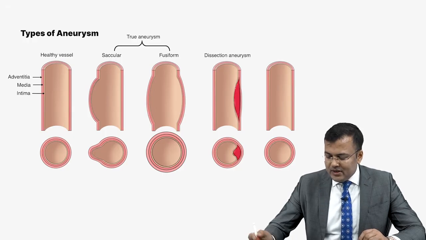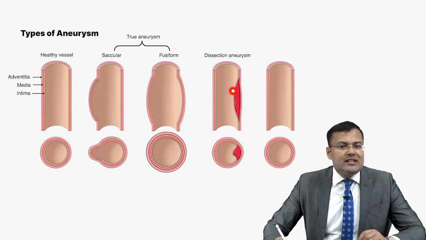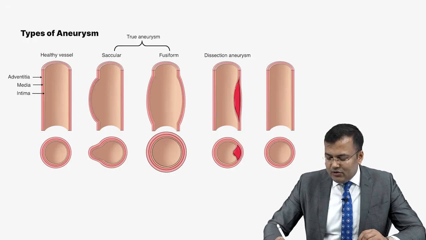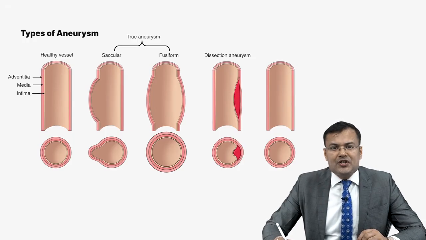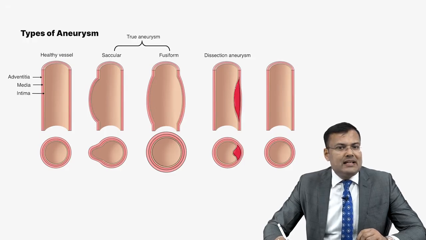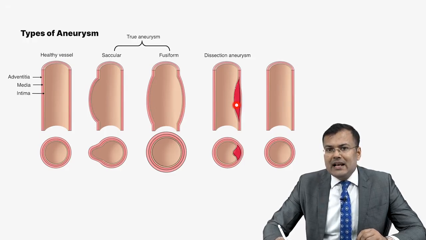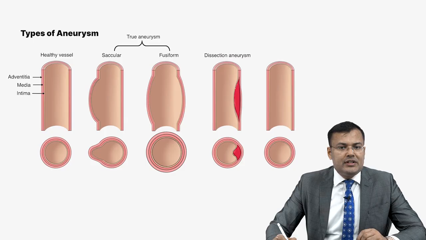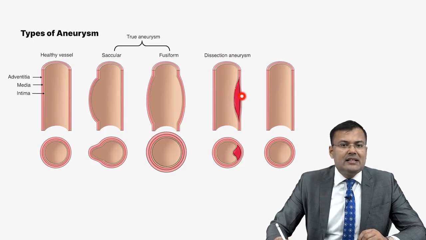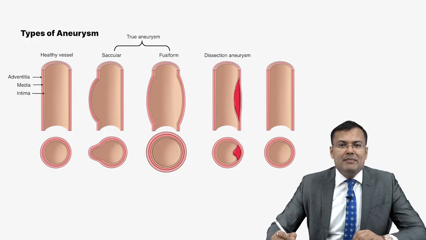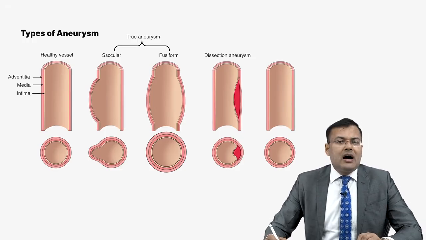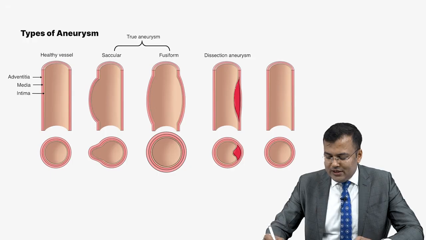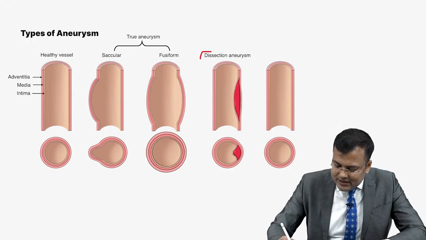Next, you can notice in this image that there is tear in the intima. After that, the blood is going to enter into intima media space. And because of that, it is going to cause the dissection. And after that, what happens? There is dilatation, clear aneurysmal dilatation of this false lumen. So why is it known as dissection aneurysm? Because initially there is dissection by the blood of intima media space. Following that, there is dilatation of false lumen. So this is known as dissection aneurysm.